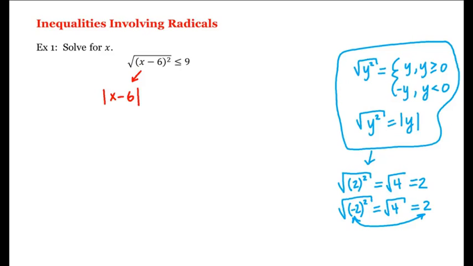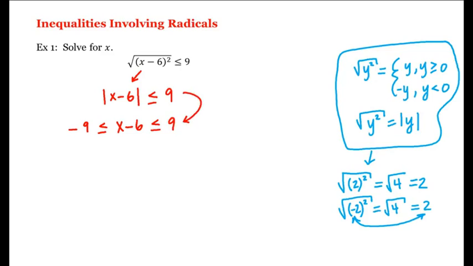Therefore, the inequality that we need to solve is that the absolute value of x minus 6 is less than or equal to 9. And remember, when solving absolute value inequalities, this means that negative 9 has to be less than or equal to x minus 6, has to be less than or equal to 9. So this translates into this compound inequality.